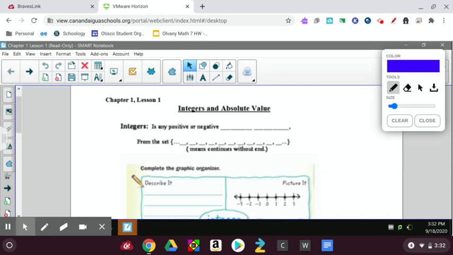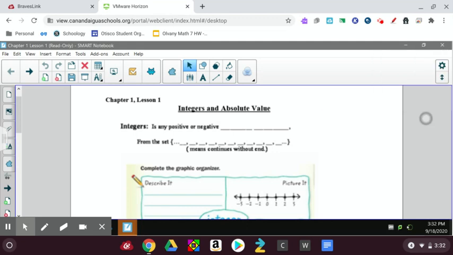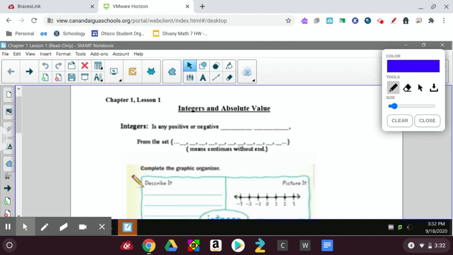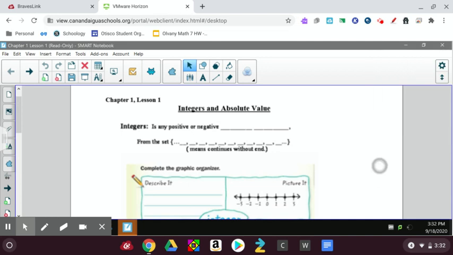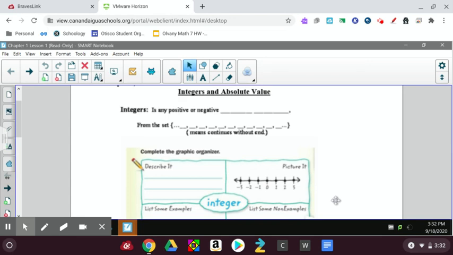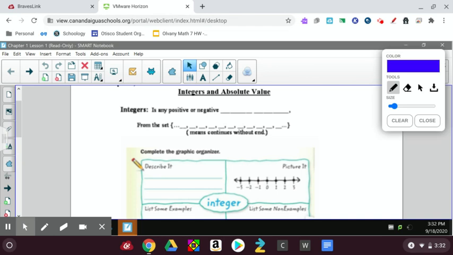This is the beginning of integers, and you're going to get this video in a couple of different recordings that you'll have to listen to. We're going to start by talking about what an integer is. An integer is any positive or negative number, and then it also includes 0.